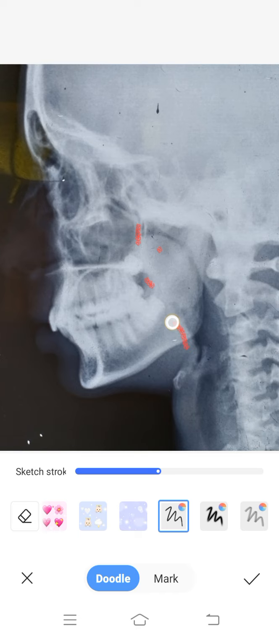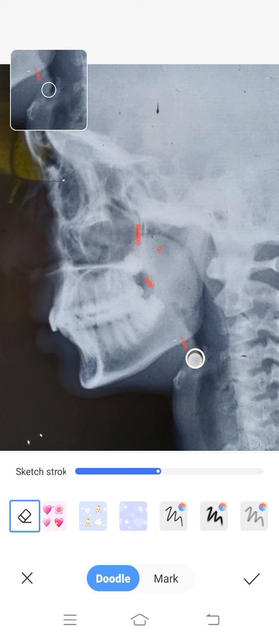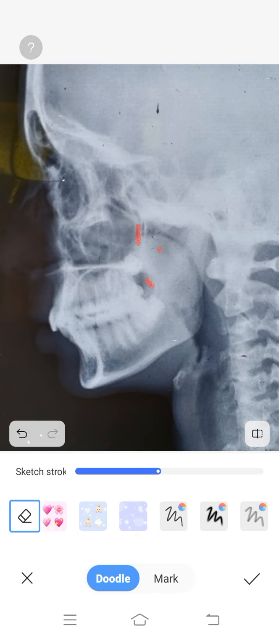So this is the outline of the tongue. Sorry, this is the outline of the tongue. Let me erase the other parts. So you can make out the tongue, and this is the epiglottis, this is the hyoid.